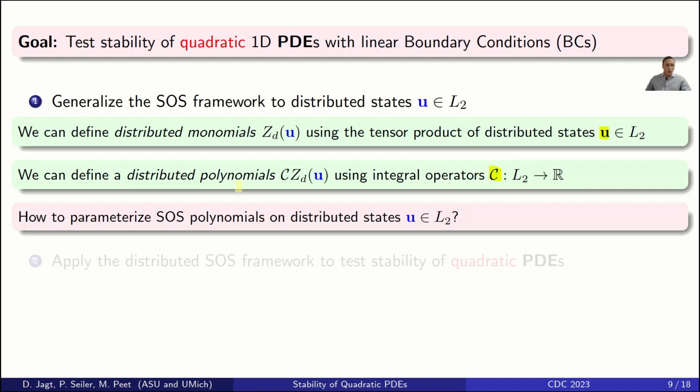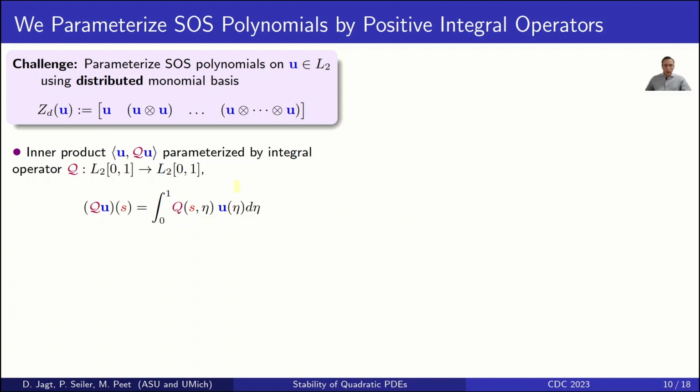What remains to do then, of course, is to actually parameterize sum of squares polynomials on these distributed states U. And for this, we note that if we take the inner product of our state U with itself, then the result will be a positive definite polynomial. What we can do is we can parameterize this inner product by an integral operator Q, where now this integral operator maps a function in a single variable to another function in a single variable. And in particular, the kernel of this integral operator involves not only the dummy variable eta, but also introduces a new variable s.